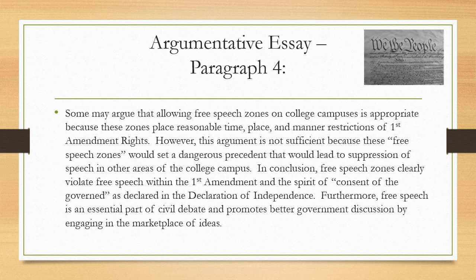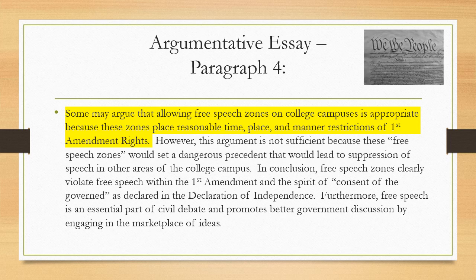So first, we need to recognize the opposing viewpoint. Now, in this particular argumentative essay, we write, some may argue that allowing free speech zones on college campuses is appropriate because these zones place reasonable time, place, and manner restrictions on First Amendment rights. So we talked about time, place, and manner with regard to free speech. In that sentence, we have recognized the opposing viewpoint where free speech zones are a good thing.